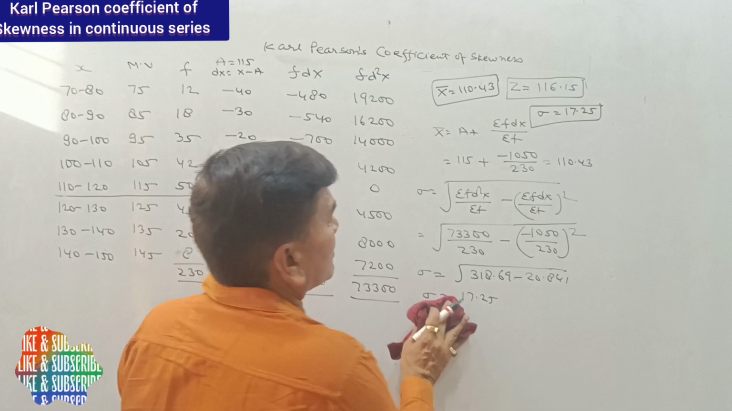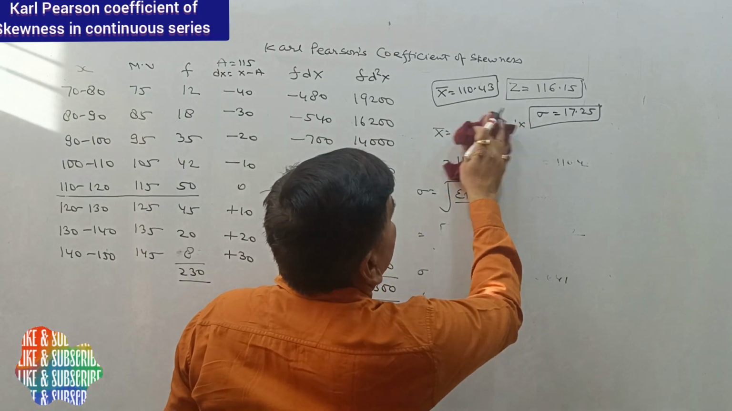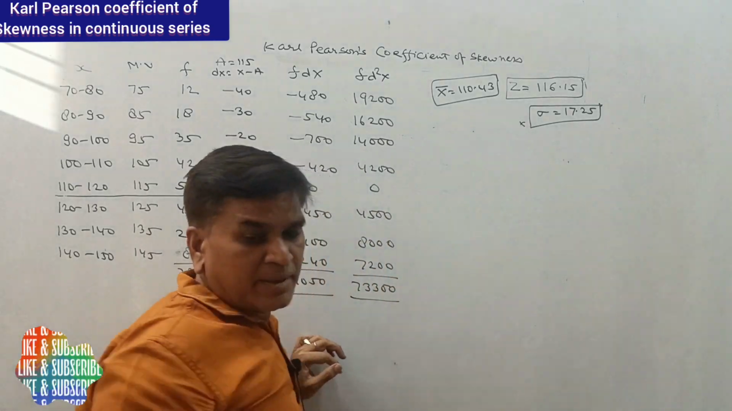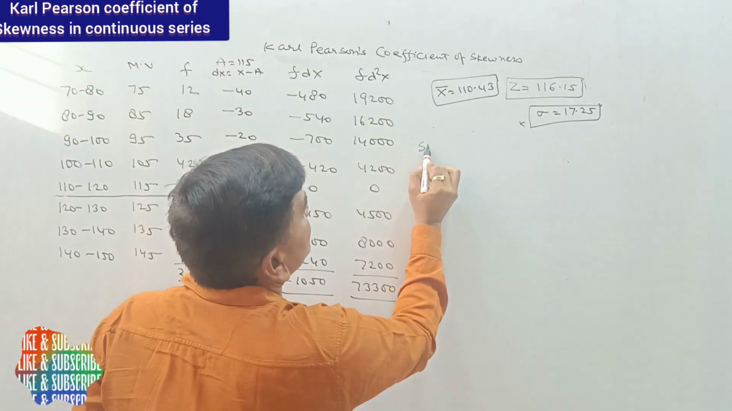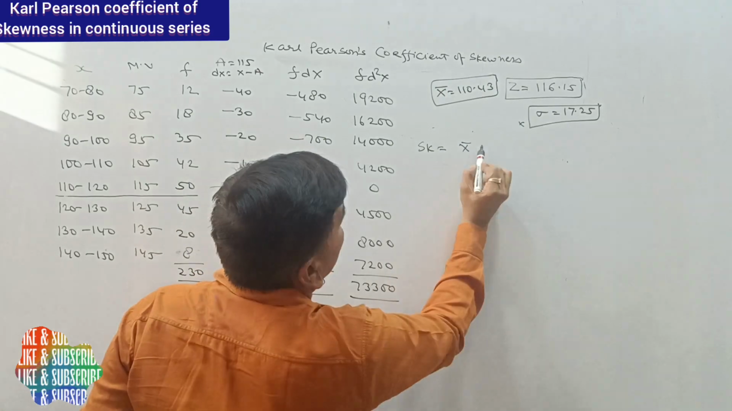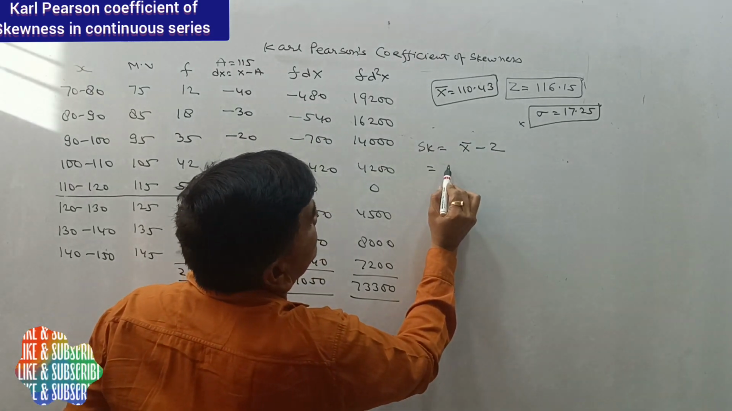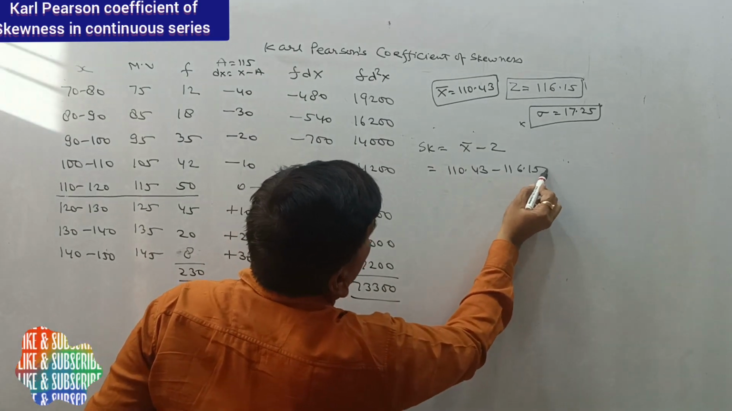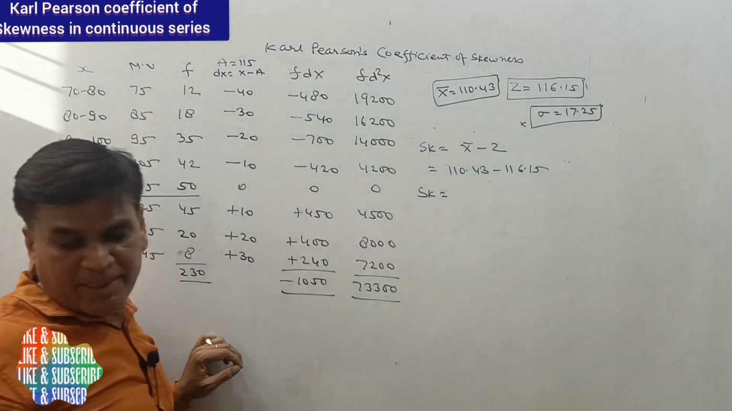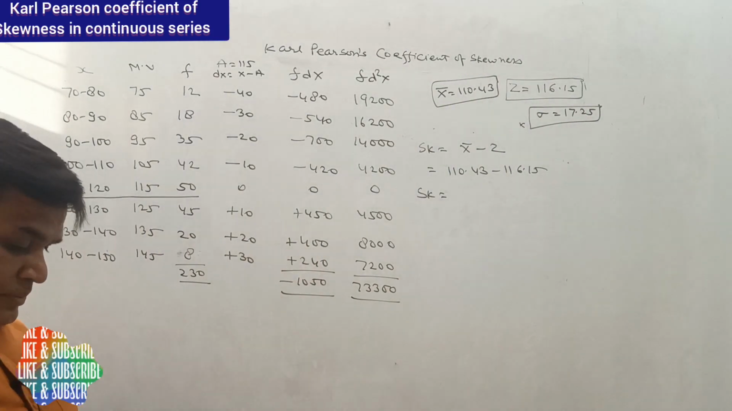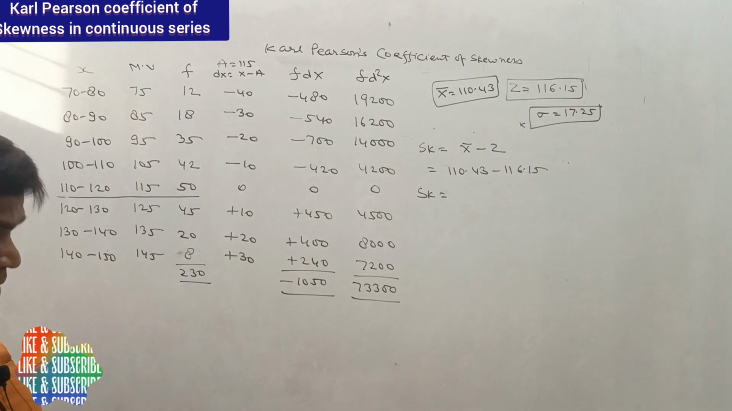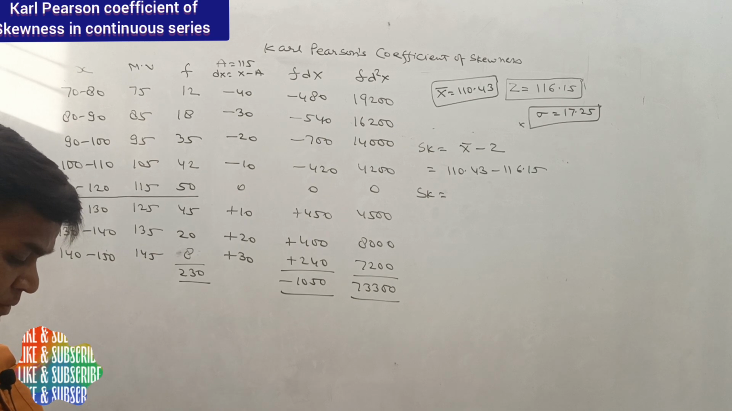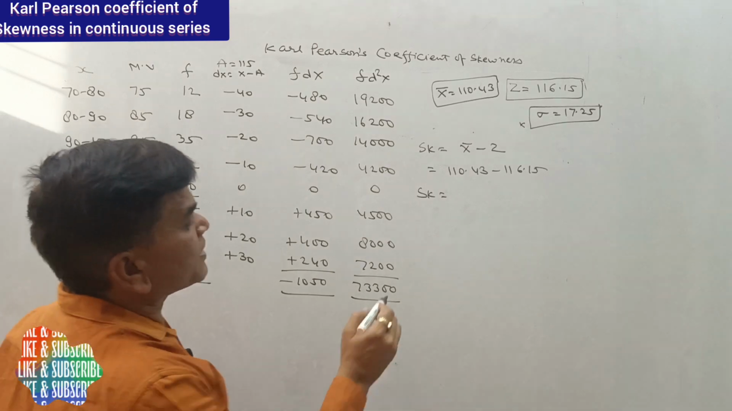Now we have to calculate the Karl-Pearson coefficient of skewness. For getting this, very first we calculate skewness. Skewness is x bar minus z, that is 110.43 minus 116.15. So the value of skewness will be in negative form: 110.43 minus 116.15, so minus 5.72.